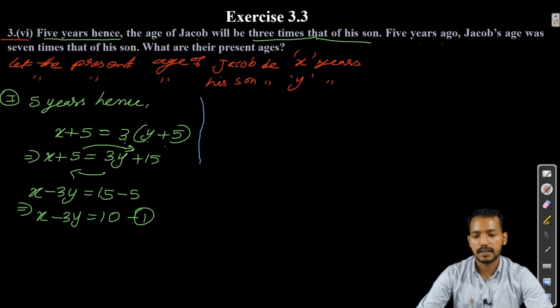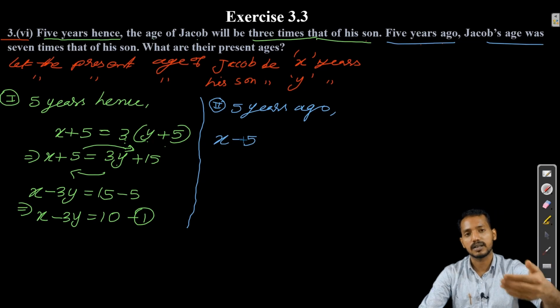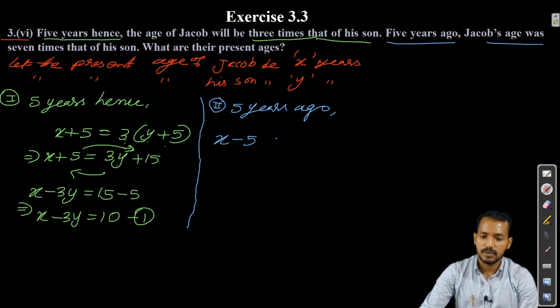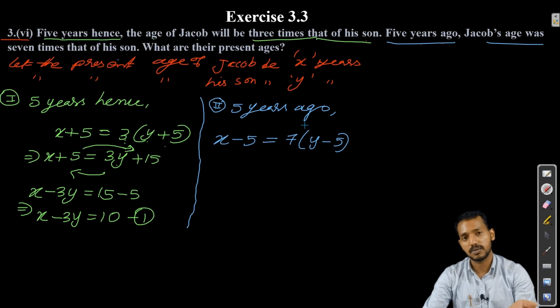Now come to the second situation given in the question. What is the second situation? 5 years ago, Jacob's age was, that means his age was x minus 5. His age will be 5 less than the present age. It is equal to 7 times that of his son. That means 7 into y minus 5. The age of his son also was 5 years less than the present age, because we are taking the condition 5 years ago.